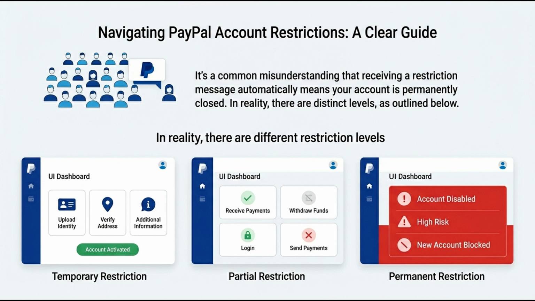Now, the second type, that's a partial restriction. In this case, you might be able to receive money but not withdraw it, or you might be able to log in but can't send any payments. However, the third type is a permanent restriction. This occurs when PayPal considers the account to pose an unacceptable risk. In this situation, the account is permanently shut down, and you're often banned from creating a new account with the same information. Now, let's get to the most important part.